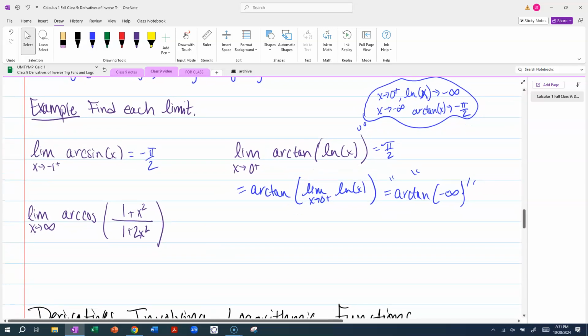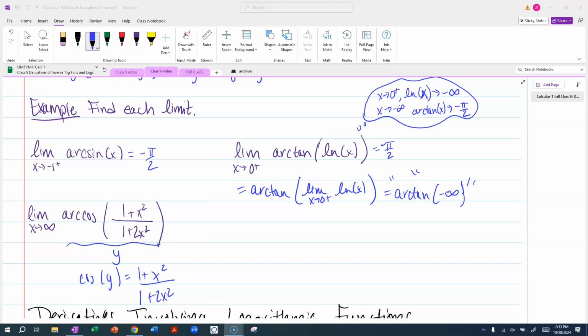All right, our last example of our long video on examples. Limit as x goes to infinity of arc cosine of this. What I'm going to do is call all of this y. So I know y is equal to that. If I do cosine of y, that is equal to 1 plus x squared over 1 plus 2x squared. Just do the inverse function of all that. Sometimes this approach can help you get rid of the inverse trig function and just look at the rational function. Because if you look at this, you can recognize from our previous study with limits that this is actually approaching 1/2.